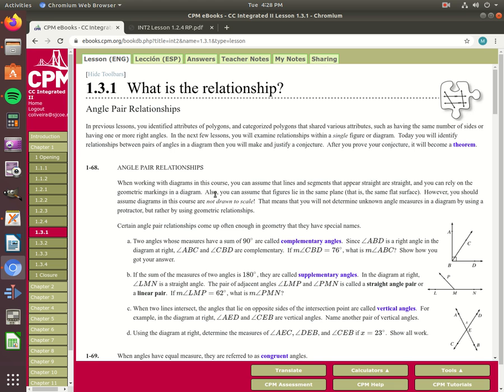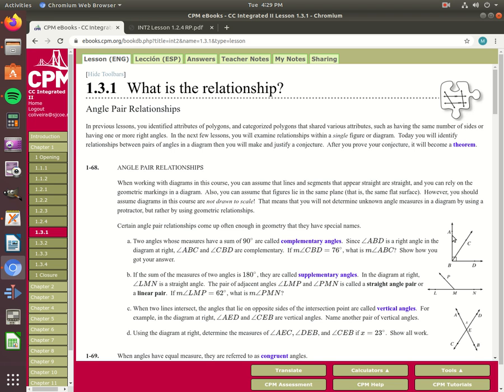So, angle pair relationships. When working with diagrams in this course, you can assume that lines and segments that appear straight are straight, and you can rely on the geometric markings in a diagram. Also, you can assume that figures lie in the same plane, that is, that they have the same flat surface. However, you should assume diagrams in this course are not drawn to scale. So again, a straight line is straight, and you can count the markings that they give, but you don't get to assume that the picture is actually accurate when you look at it.